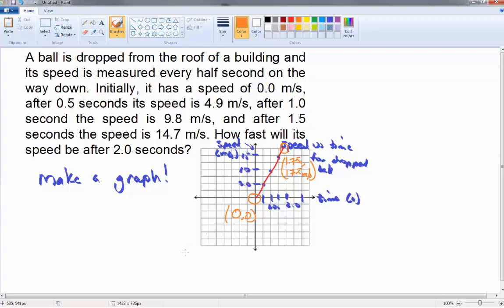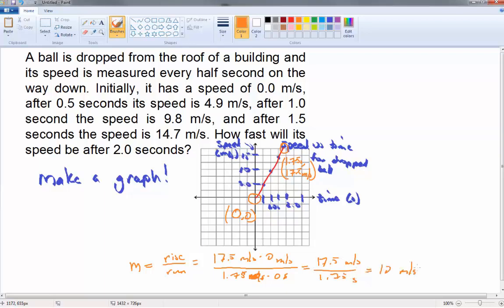And so you'd go slope, which we represent with an m, is rise over run. So that's 17.5 meters per second minus 0 meters per second, divided by 1.75 seconds minus 0 seconds. So you'd have 17.5 meters per second over 1.75 seconds, or 10 meters per second squared. So that's giving you the acceleration.